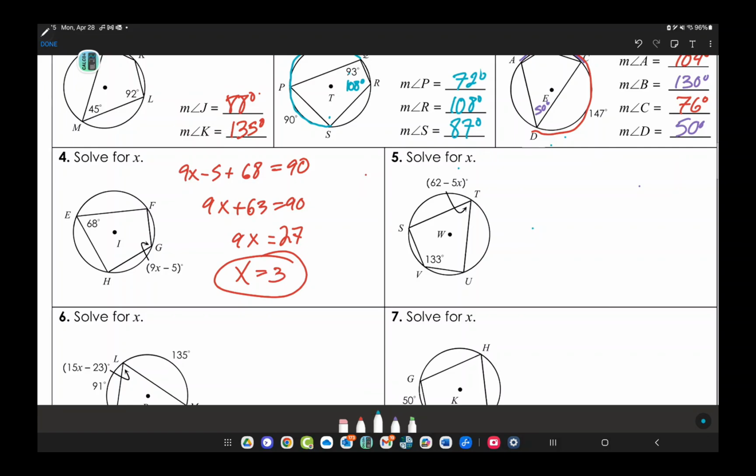All right. Same setup for number 5. 62 minus 5x plus 133 adds up to 180. So negative 5x plus 195 equals 180. So negative 5x equals negative 15. x equals 3 again.